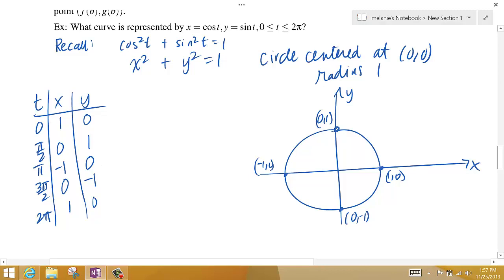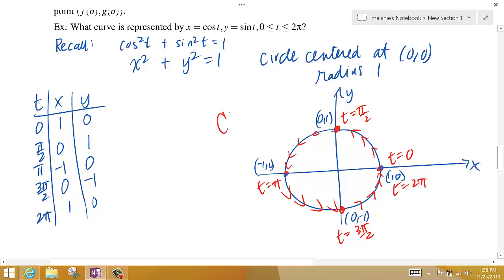Let's see. So it starts out at 1, 0. Starts out right here, so this is t equals 0. From there, it goes to 0, 1. This is t equals pi over 2, and it's going this direction. From t equals pi over 2 to t equals pi, it goes to negative 1, 0. And then it goes to 0, negative 1, so still along this path. T equals 3 pi over 2, and I keep going because I know t equals 0 is the same as t equals 2 pi. So it is counterclockwise direction.